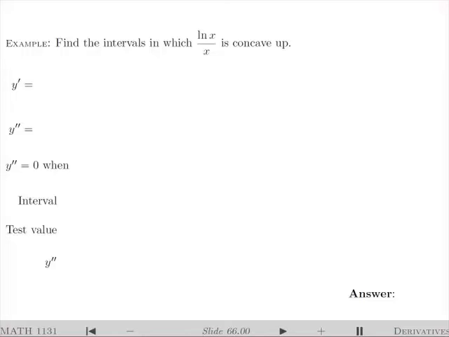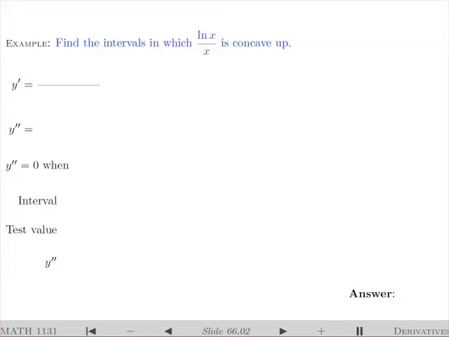Welcome. We will do our final example of determining concavity of an explicit function. This time, for variety, we will do a function with logarithm in it. It's ln of x over x. The differentiation takes a little bit of thinking, so I will give a little bit more detail.